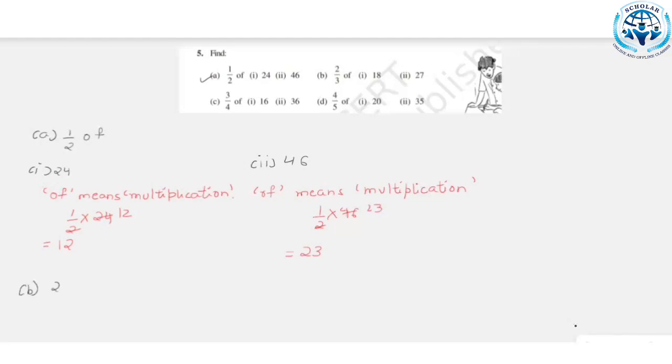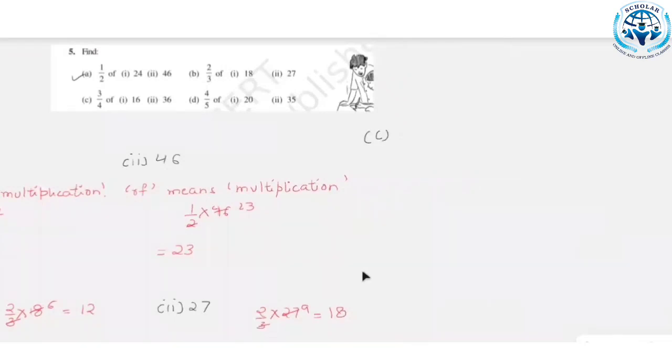Now the B1. 2 by 3 of 18. 3 6s are 18, 6 2s are 12. 2 by 3 of 27. 2 by 3 into 27. 3 9s are 27, 9 2s are 18. 3 by 4 of 16. That means 3 by 4 into 16.